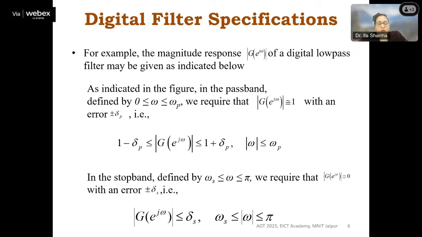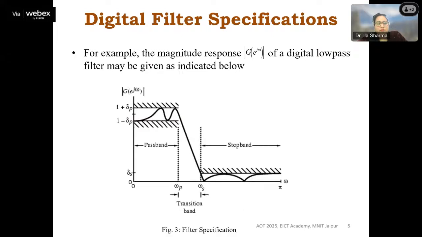I already explained that we have this magnitude response from 0 to omega p, and the magnitude response is the modulus of G(e^{j omega}), which gives your magnitude response, or amplitude response, you can say.